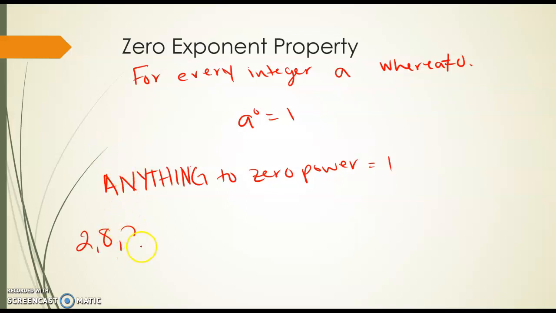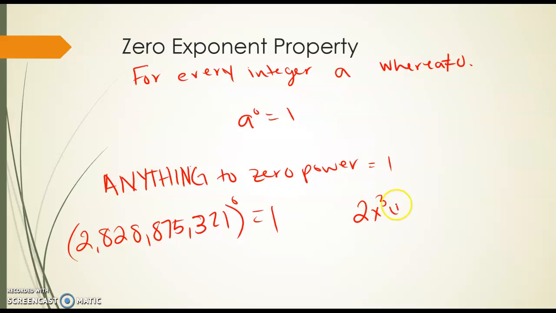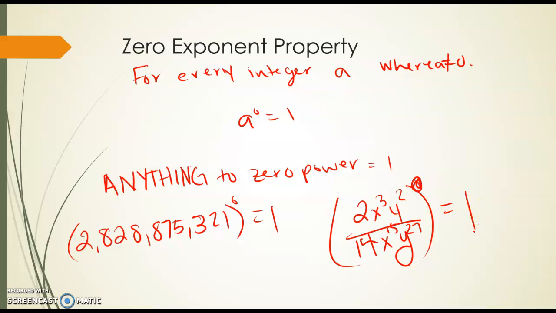It could be this. Oops, I don't want commas behind every number. Could be this giant number here. That giant number is to the 0 power. This equals 1. It could be something like this. If all of that is to the 0 power, it equals 1. Doesn't matter what it is. To the 0 power, it equals 1.